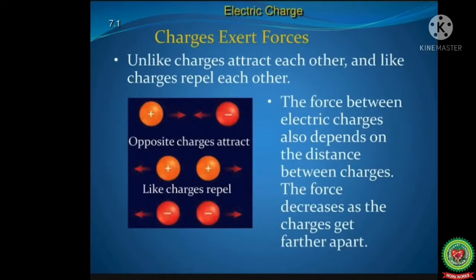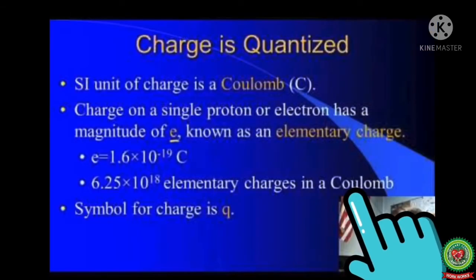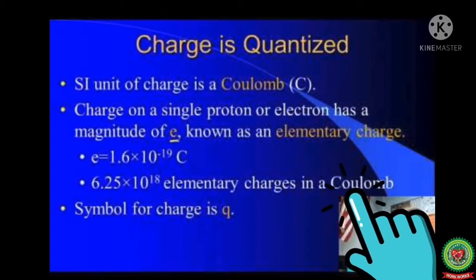Children, electric charge exists in two forms, positive and negative. Like charges repel and unlike charges attract each other. The smallest amount of free charge that has been discovered is equal to the charge on an electron or a proton. The charges are quantized.